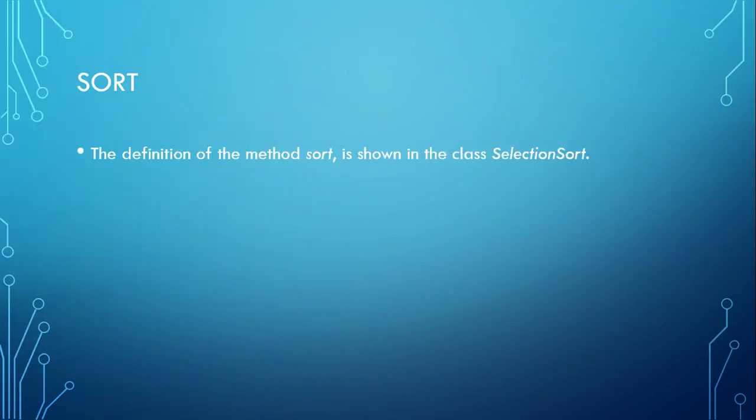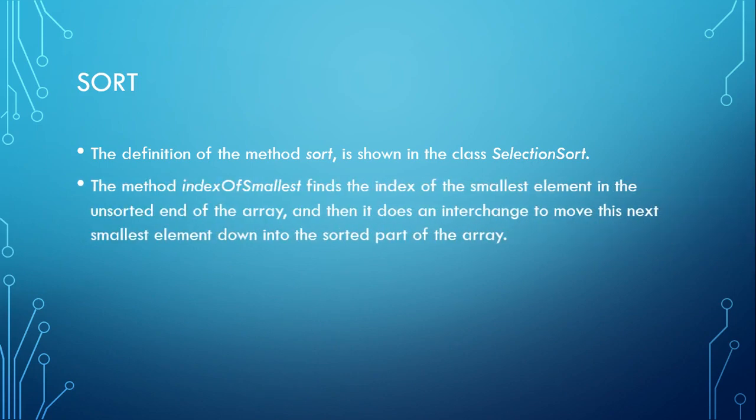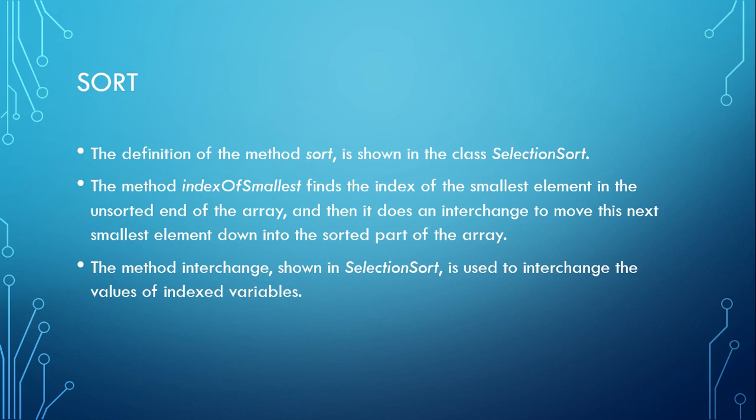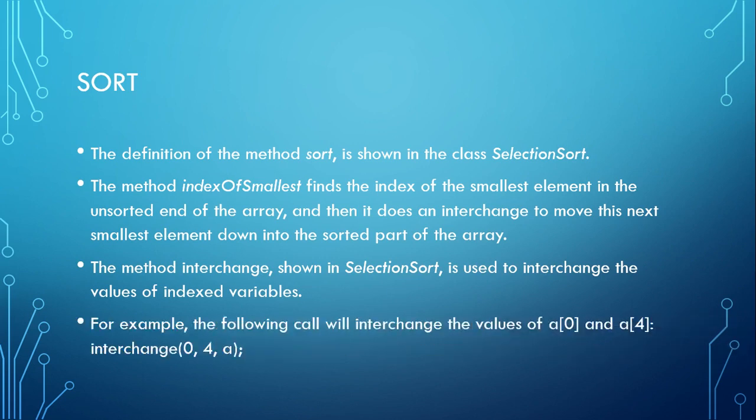So let's talk a little bit about sort. In the definition of the method sort, as shown in the class SelectionSort, the method indexOfSmallest finds the index of the smallest element in the unsorted end of the array, and then it does an interchange to move this next smallest element down into the sorted part of the array. The method interchange, which is also shown in SelectionSort, is used to interchange the values of the index variables. For example, the following call would interchange A of 0 with A of 4: interchange(0, 4, a).